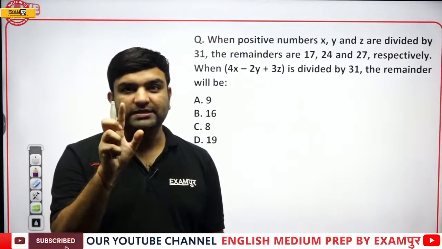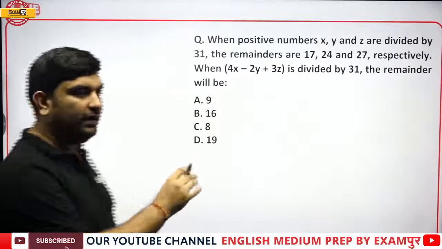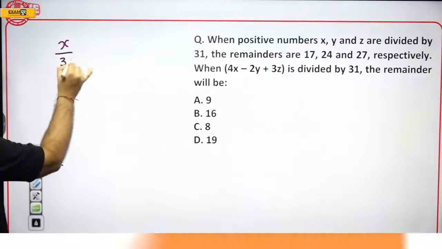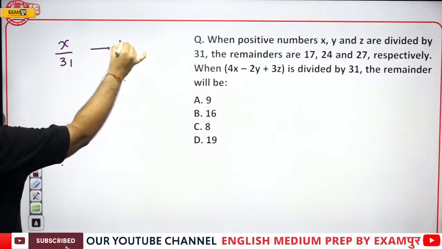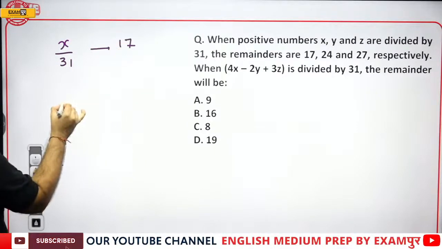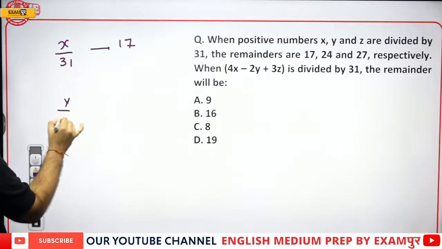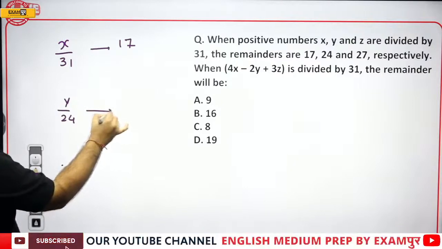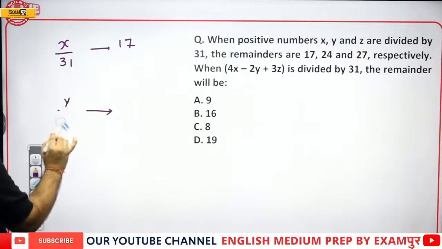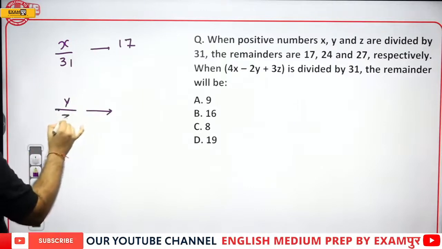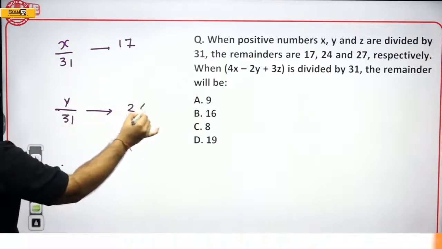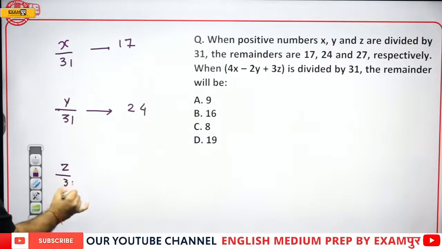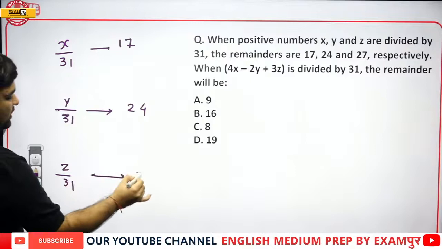When x is divided by 31, remainder is 17. When y is divided by 31, remainder is 24. And when z is divided by 31, remainder is 27.